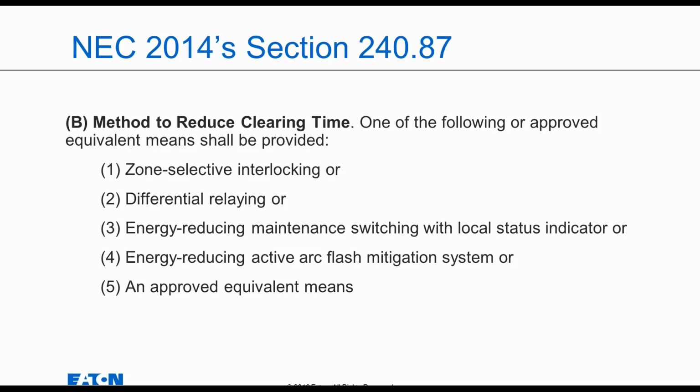We want to eliminate an arc as fast as we can. The less time the fault is there, the less arc flash is exposed to personnel or equipment. So the first one is zone selective interlocking, and let's take that.